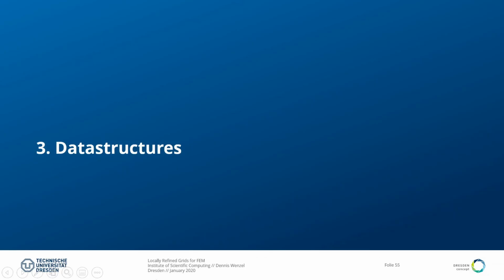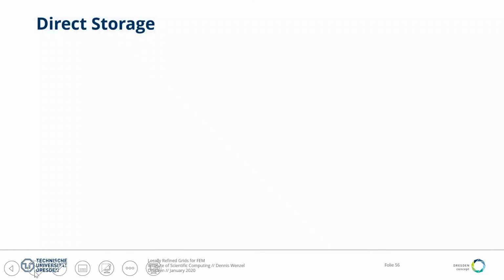Now you know everything there is to know about how to refine a grid on a piece of paper by drawing new lines. That is nice, but we also want to do this in your computer. So you need to know something about data structures and how to practically do this. And for that, there is one way to go, and that's the direct storage. That's essentially an extension of what we have been using the whole semester.